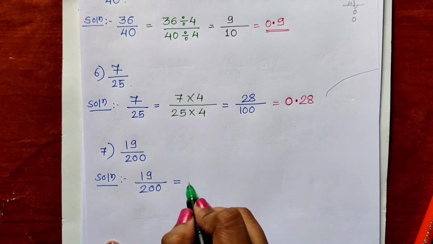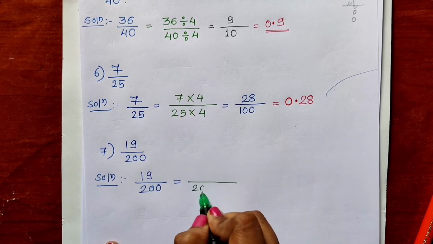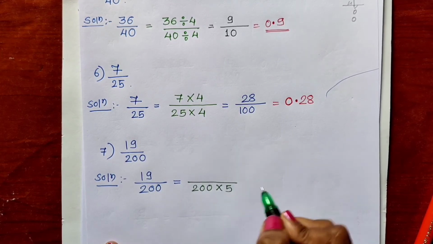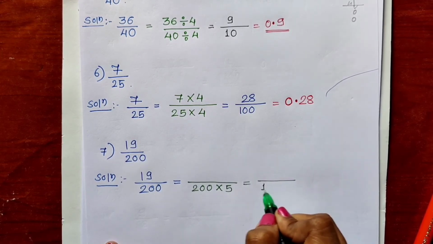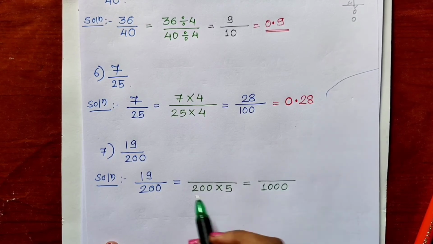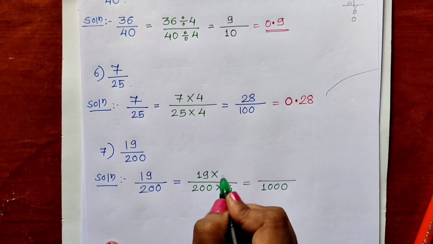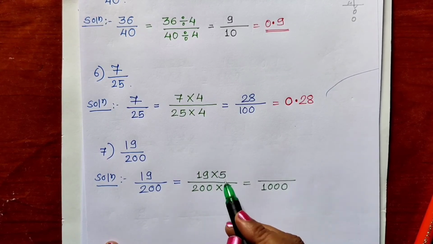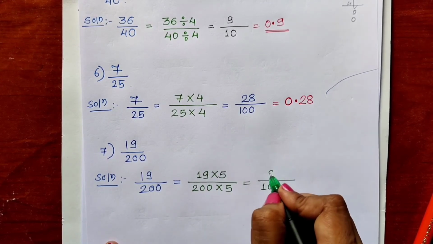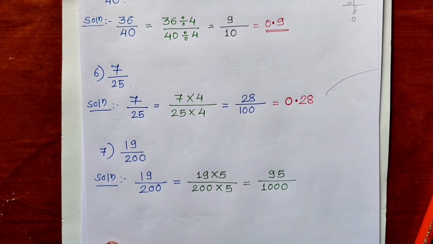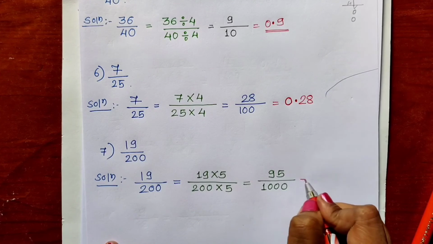We can do anything. So here we can multiply 200 by 5. So answer is 1000. As we are multiplying denominator by 5, we have to multiply numerator also by 5. What is 19 into 5? 19 5s are 95. Now write in the decimal fraction. This 95 we have to write as it is.